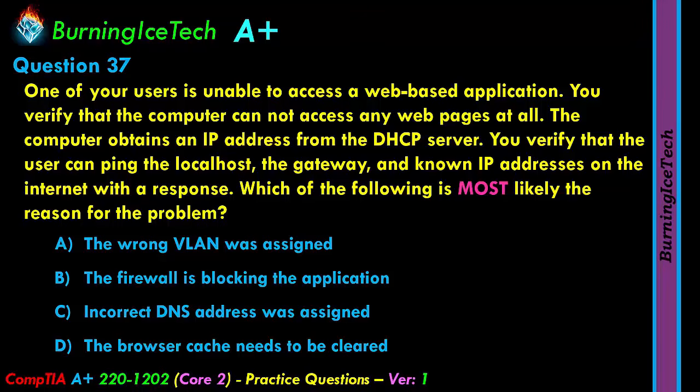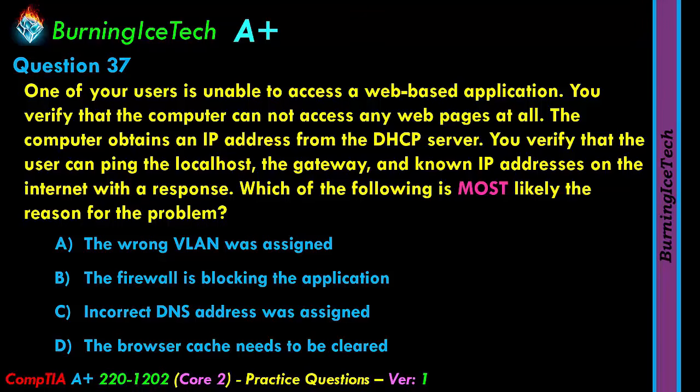Answer C, incorrect DNS address was assigned. Now that is very plausible, guys. So if you remember what a DNS does, it converts from IPs to names and names to IPs. It does something called name resolution. So when you go to a website and your machine doesn't know what this website is or where it is, it contacts something called the DNS. And the DNS is going to go and pull what we call a record. And in that record, it shows the IP address of this website.